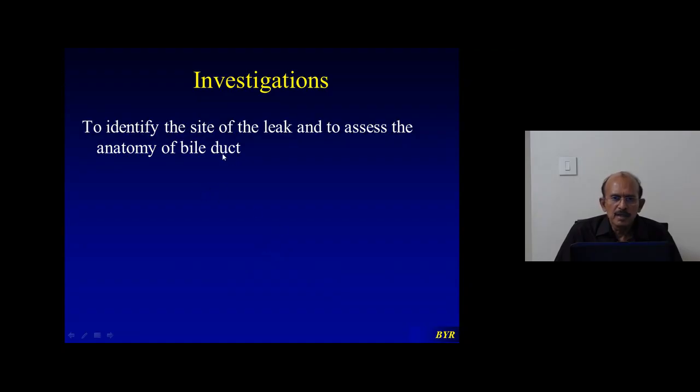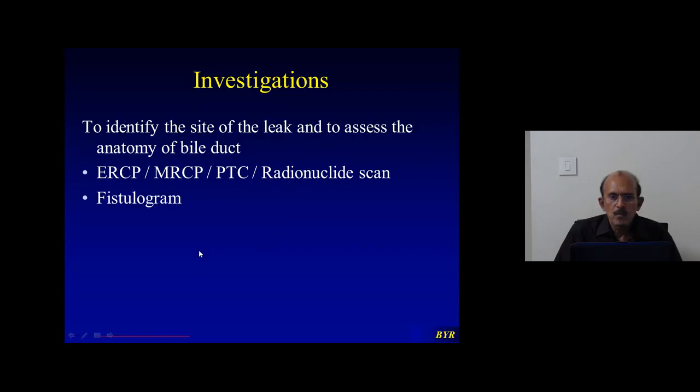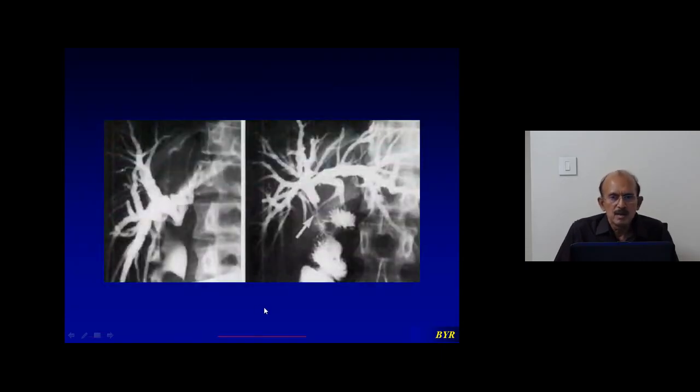Investigation to identify the site of the leak and to assess the anatomy of the bile duct. So the investigations being ERCP or MRCP. If they are not feasible or not available, you can go for PTC or radionuclide scanning. Fistulogram. If any leaking fistula is there, you pass a tube into the fistula and inject the radiopaque dye, and you see with what structure it is communicating, with the bile duct or gallbladder or hepatic duct, so you can make it out. So this is a PTC.